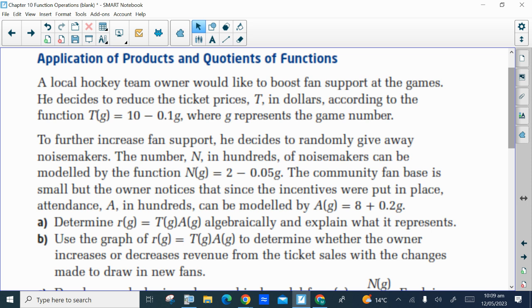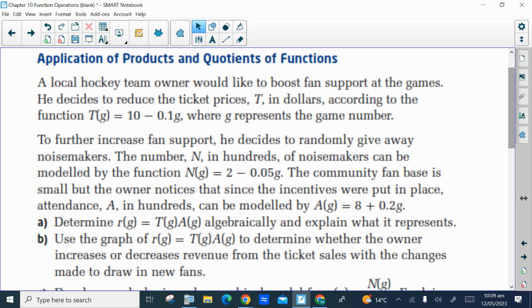The community fan base is small, but the owner notices that since the incentives are put in place, the attendance A in hundreds can be modeled by this equation, again in terms of G. A at G is 8 plus 0.2 G, so G is a game number.